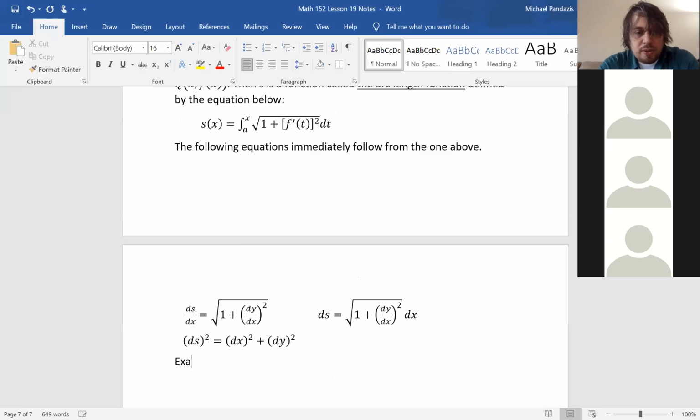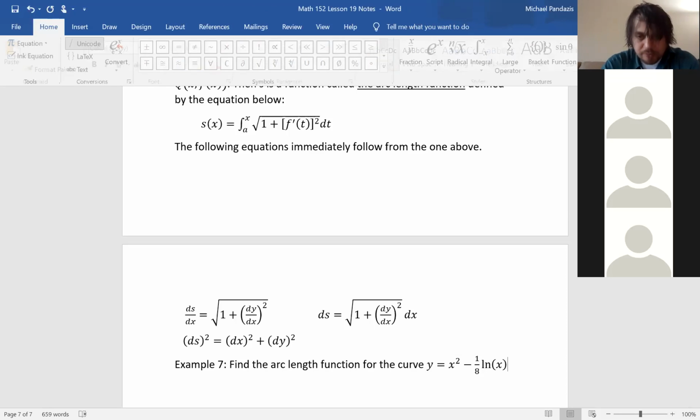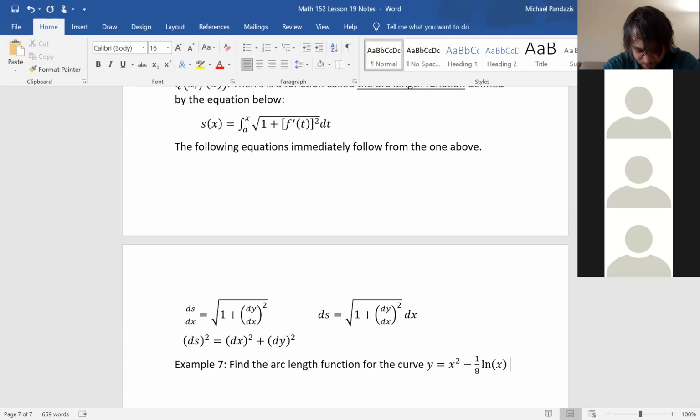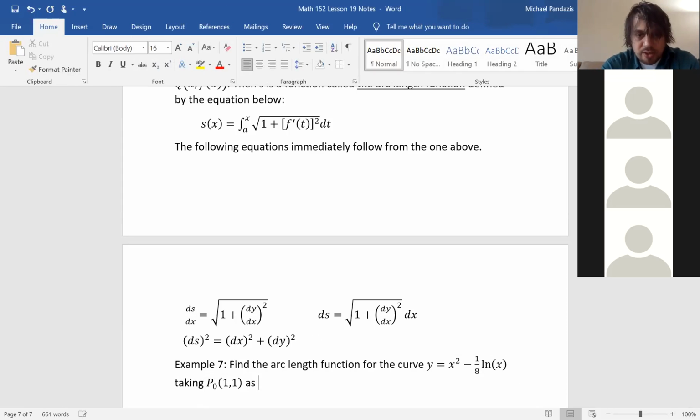Okay, example 7. Find the arc length function for the curve y equals x squared minus 1/8 ln of x, taking the point P naught, 1, 1, as the starting point.